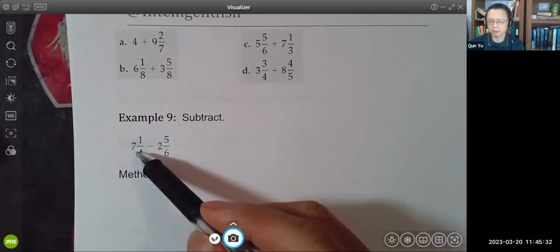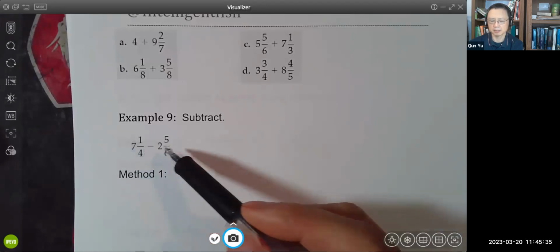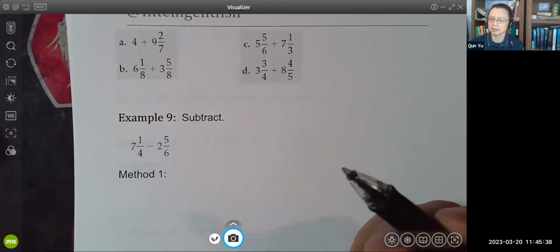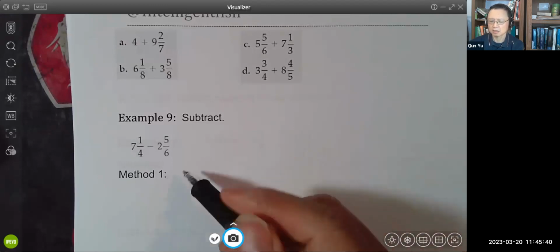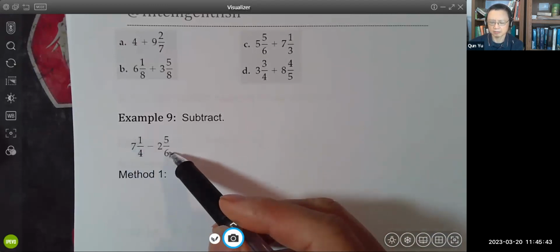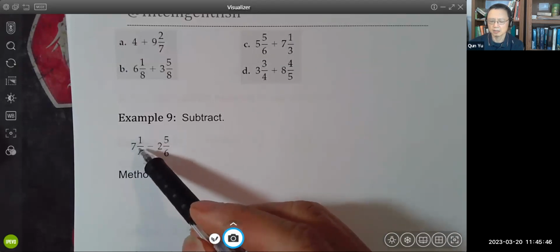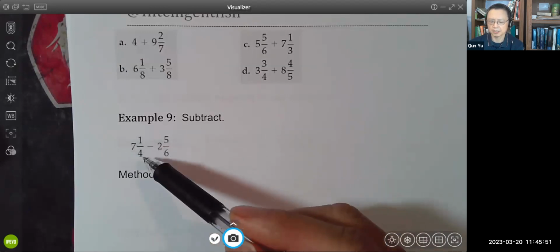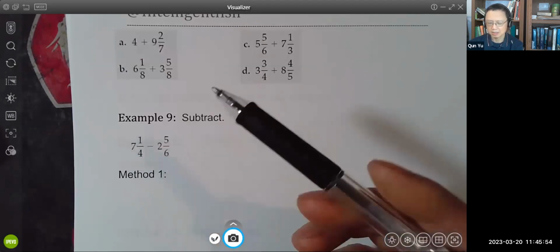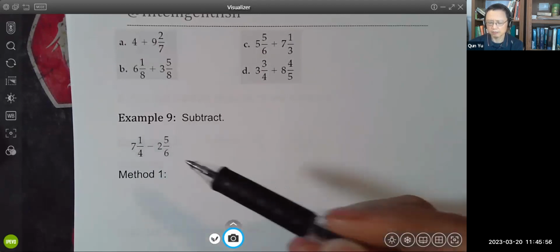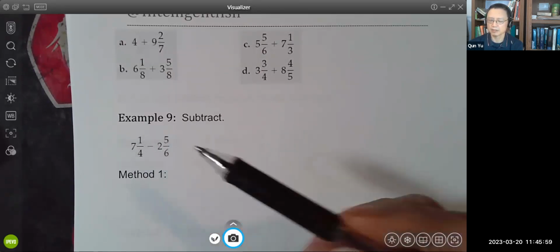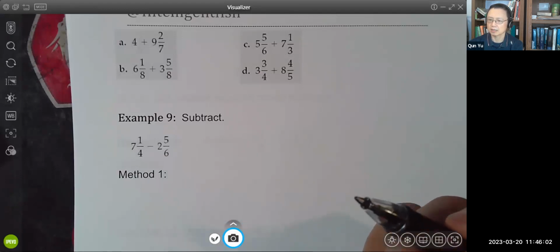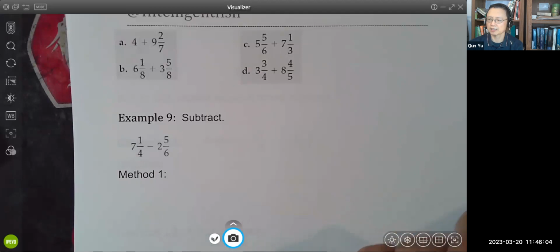Sometimes the first mixed number is bigger than the second one. Sometimes it's smaller than the second one. Or sometimes you have negative mixed numbers. So when the first number is bigger than the second one, especially when you have positive numbers, you can still use whole number minus whole number, fractional number minus fractional number. And that way, you can also convert each to an improper fraction and then do the subtraction. I'm going to show you both methods and you make the decision which one you feel more comfortable with and you stick with that one.